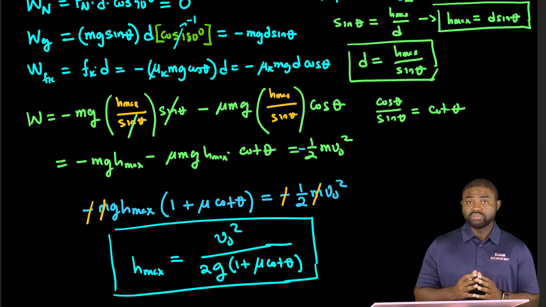So this is the expression to calculate the maximum height risen by the object up a rough inclined plane using the work kinetic energy theorem. Now, this is a very beautiful theorem.